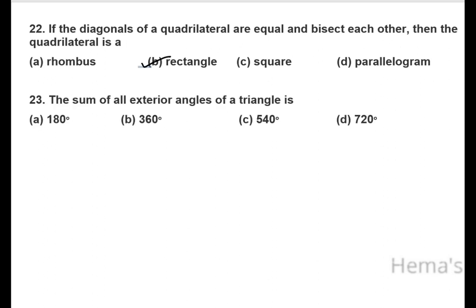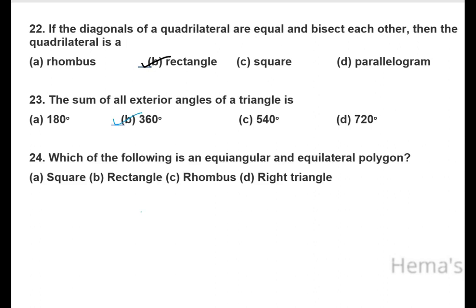Question 23. The sum of all exterior angles of a triangle is 360 degrees. Option B. Question 24. Which of the following is an equiangular and equilateral polygon? Equiangular means having all the angles equal, and equilateral means all the sides are equal. That is only in case of square. So option A is correct.